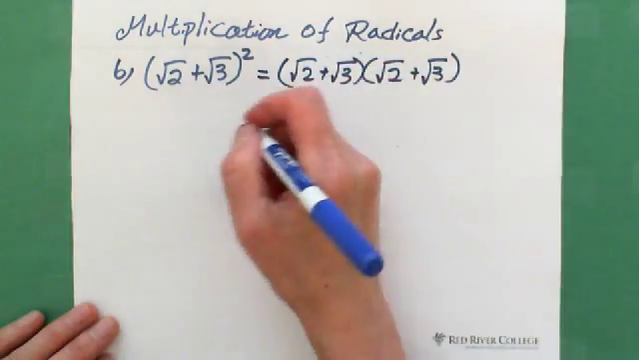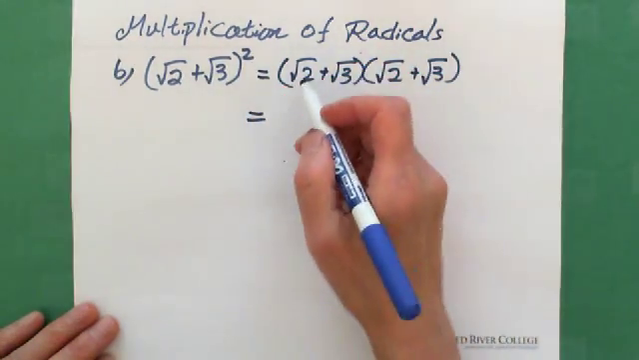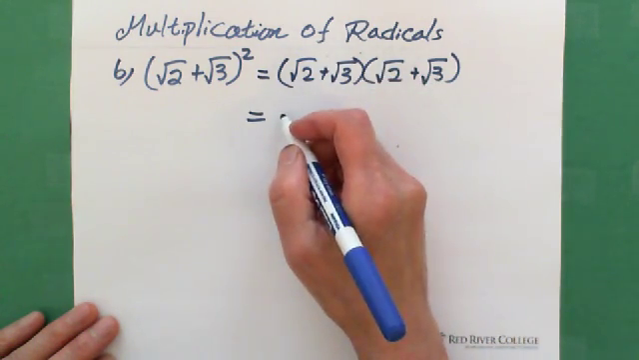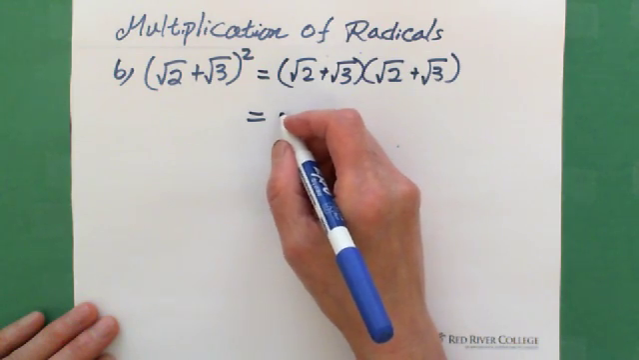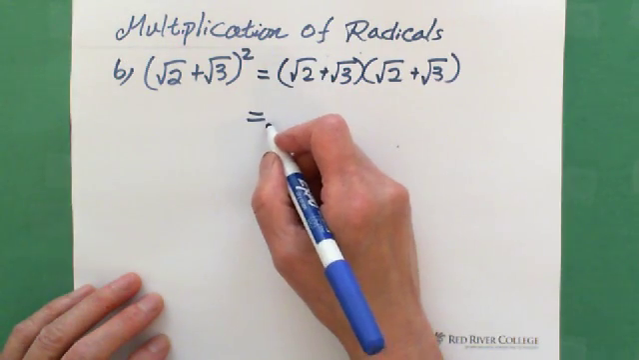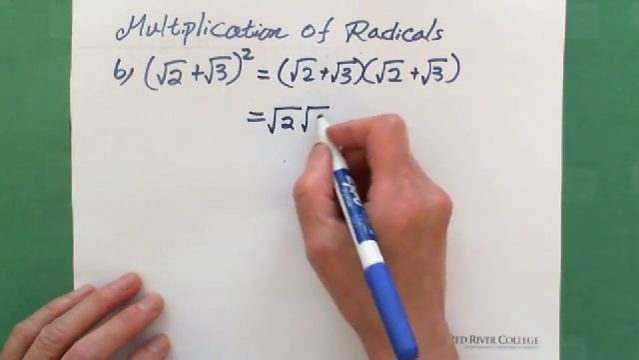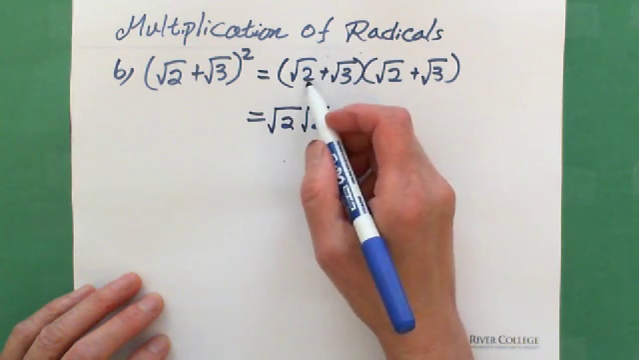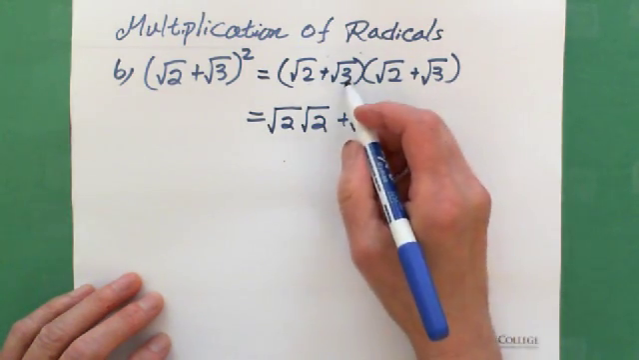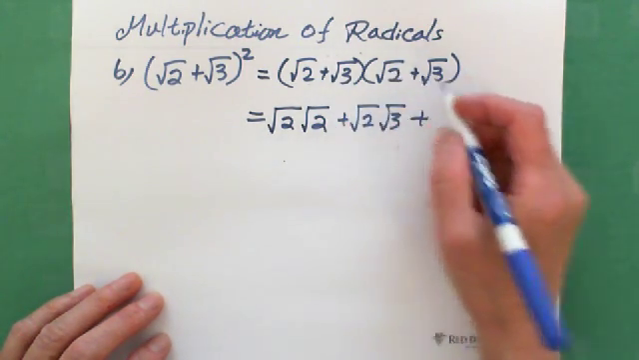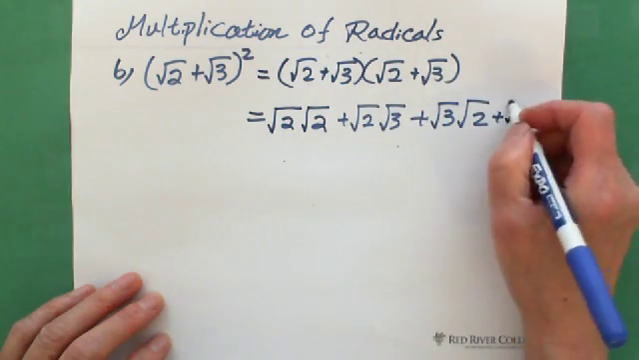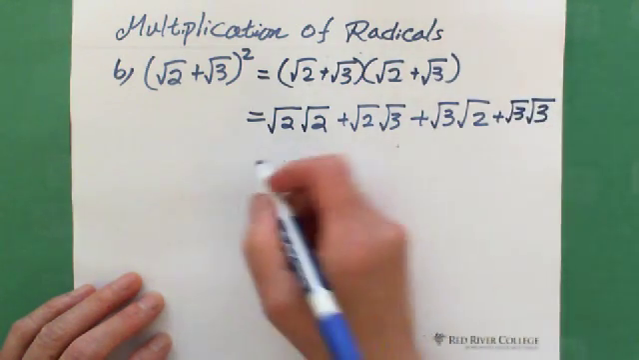Do the same job, distribution. Root 2 times root 2 equals 2, right? Because you get a radical, and you can still write step by step. And this one, root 2 multiplied by root 3, you get root 2 times root 3. And this one is root 3 multiplied by root 2, is root 3 times root 2, plus root 3 times root 3, right? Then you simplify.